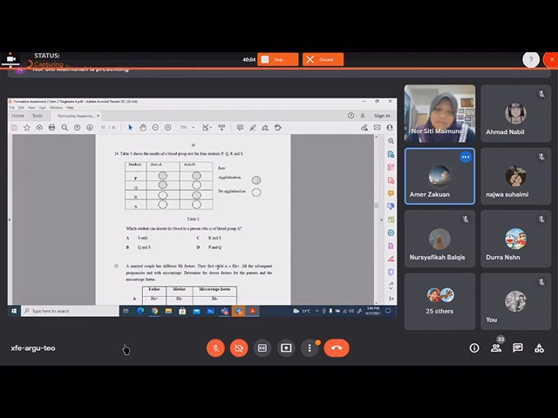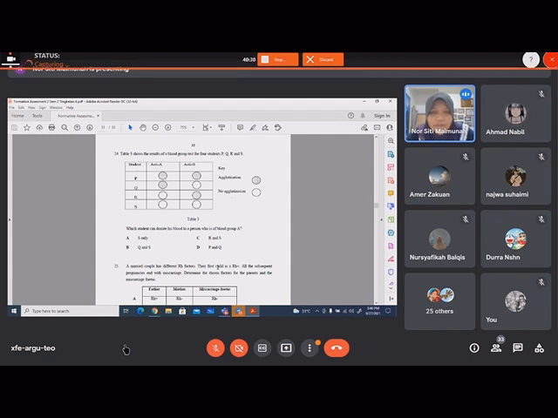Table 3 shows the result of a blood group test for students P, Q, R, S. Which student can donate his blood to a person who is of blood group A? My answer is C, R and S. Okay, kita check sama-sama.